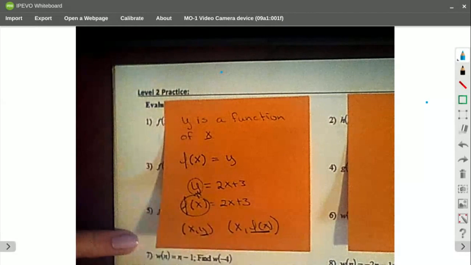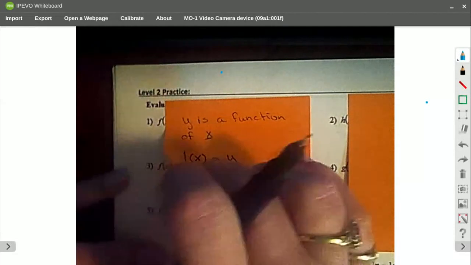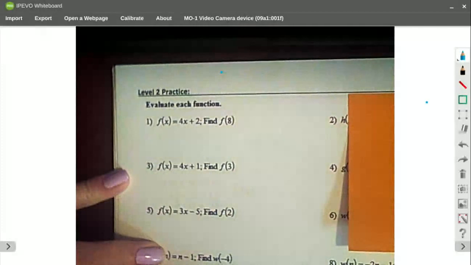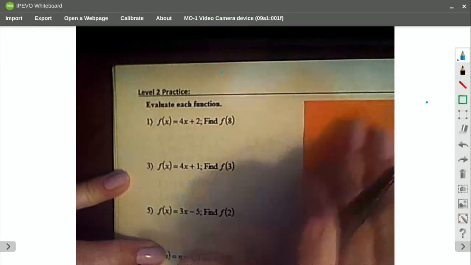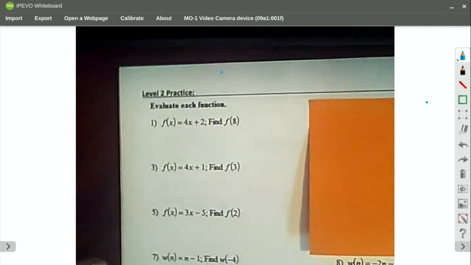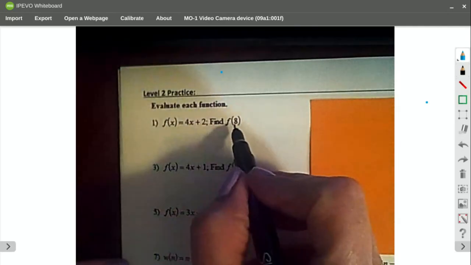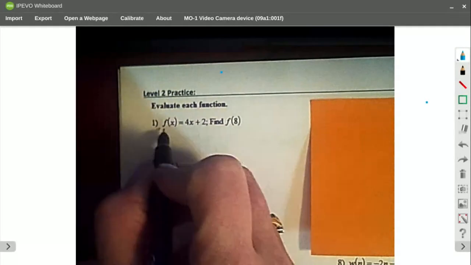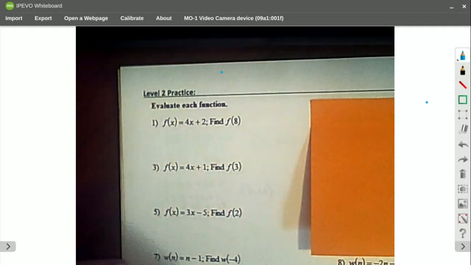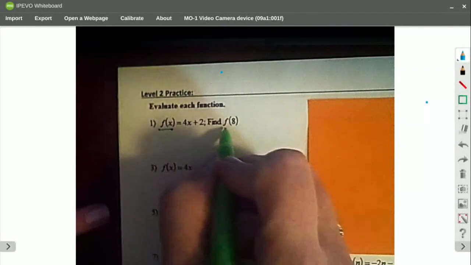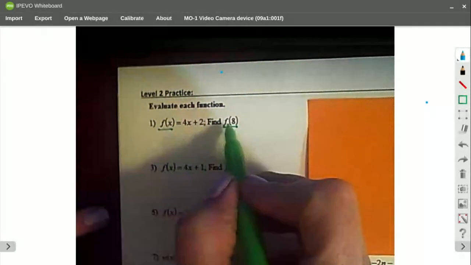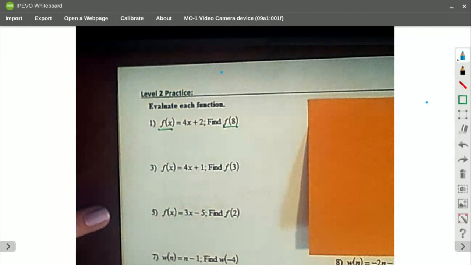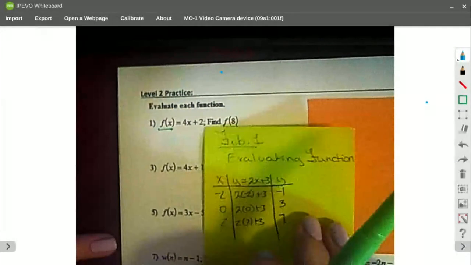All right, so to evaluate one, we're just going to do exactly the same thing we did on those tables. To evaluate a function, all we're going to do is plug in. Now, this might look a little bit funny, but I want you to notice this says f of x, and this says f of 8. So they took out the x and they said 8. That's a new way of doing this table.